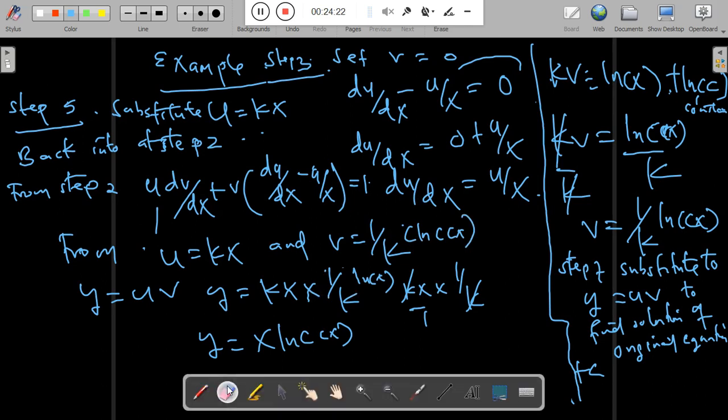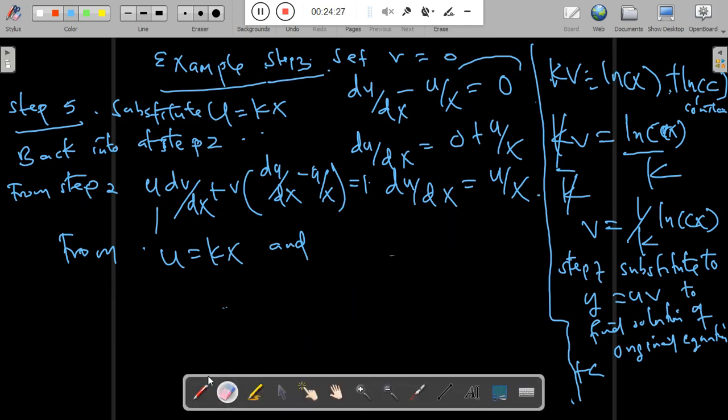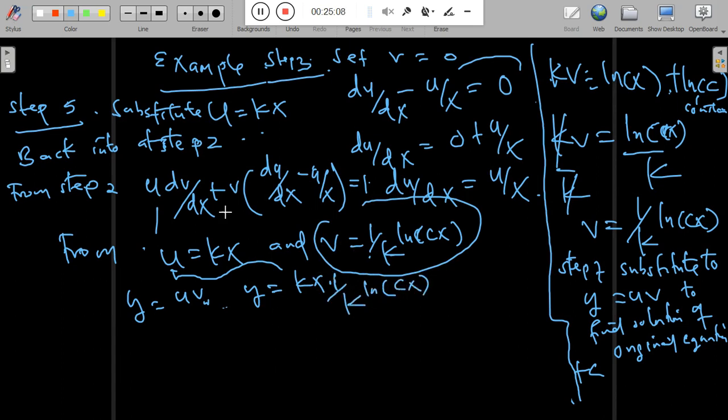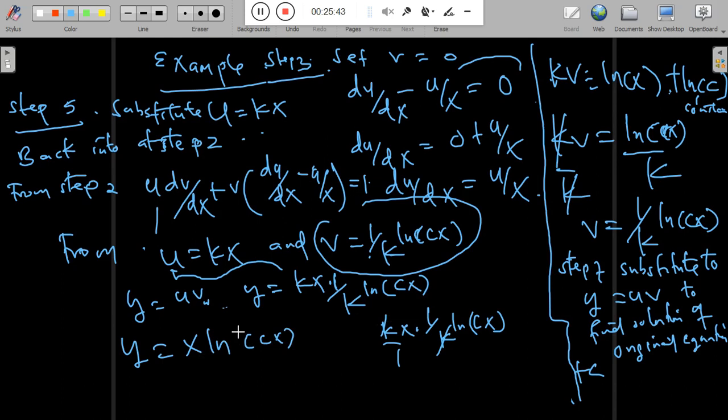Remember, we had ln cx over there. So let me write it appropriately. We had v, which is equal to 1 over k ln cx. So when you take out y is equal to uv, it will be equal to, we plug in the value of u, that is kx, times the value of v, that is 1 over k ln cx. So let you cross multiply over there. When you take out k times 1 over k ln cx, 1 and 1 will cancel, k and k will cancel. So we remain with y is equal to x ln cx, as you can observe.